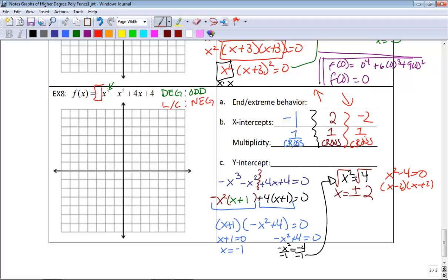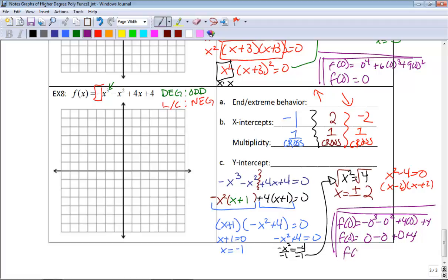Finally, computing f of 0. So f of 0 is negative 0 cubed minus 0 squared plus 4 times 0 plus 4. So basically, this is saying if I take 0, subtract 0, add 0, and add 4 to it, I'm going to get 4.